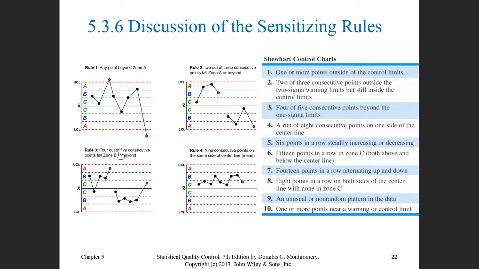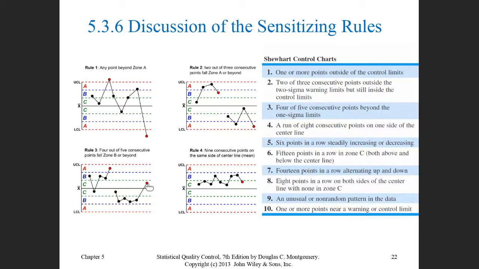Here, 4 out of 5 consecutive points fall in zone B or beyond. That means you have to count points. These are 5 points, and 4 of them fall in zone B or beyond. This is 1 in zone B, and this is in zone C, then the other 2 in zone B, and then zone A again. The same here for this one. We have 4 points, 1, 2, 3, 4 in zone B, and then 1.